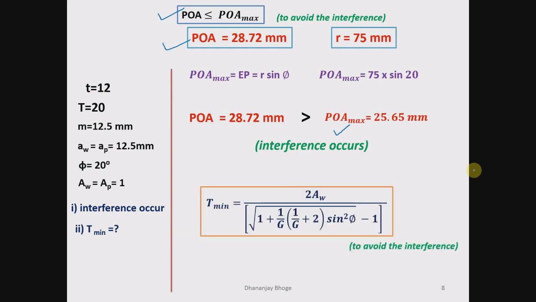Next, to avoid the interference, you can find out the minimum number of teeth. What we will do, we will continue this solution in the next lecture, okay? Because time is running out. It's 10:52. So all of you just write down this equation आणि घरी सॉल्व करण्याचा प्रयत्न करा. I will explain the remaining solution in the next lecture.